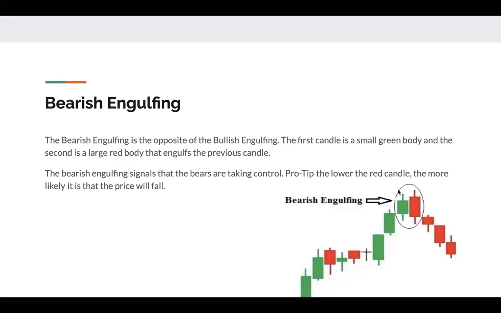Pro tip: the lower the red candle, the more likely price will fall. Same way with the green candle. The bigger the green candle is in the bullish engulfing, the more likely it'll go up. Same exact way with the bearish engulfing. The lower this comes, the more likely it is to fall. So you will see these at resistance. You want to see an uptrend, and you want to see it stop at resistance, and then it comes down. This candlestick pattern is very effective.